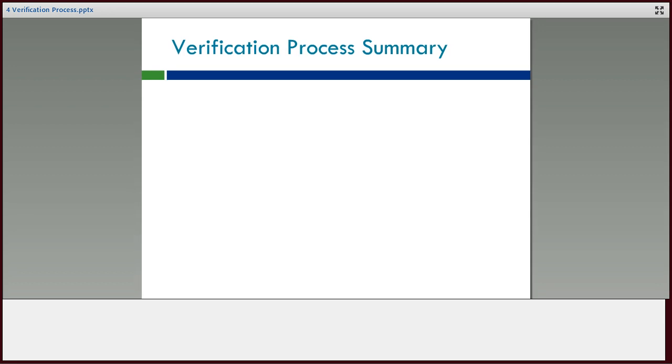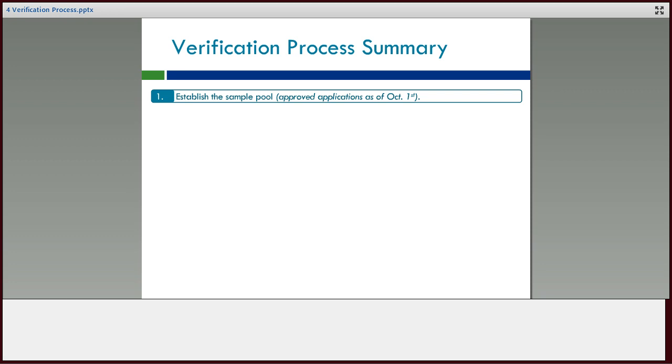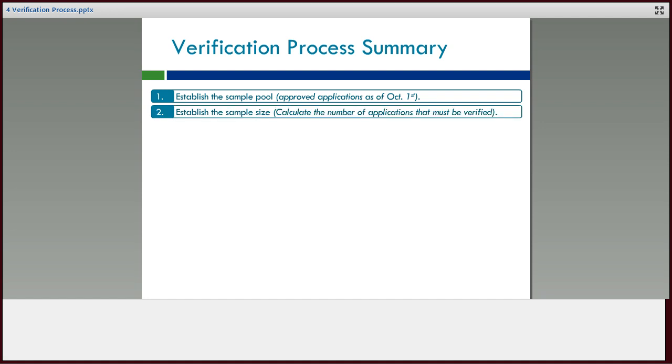So this is a summary of the verification process. This is what we talked about, so we'll just go over this. First, you establish the sample pool, so those applications approved as of October 1st, you'll count those. Then next, you'll establish the sample size, so calculate the number of applications that must be verified. So if you're doing standard sample method or alternate one sample method, take your number of approved applications and multiply that by 3%.